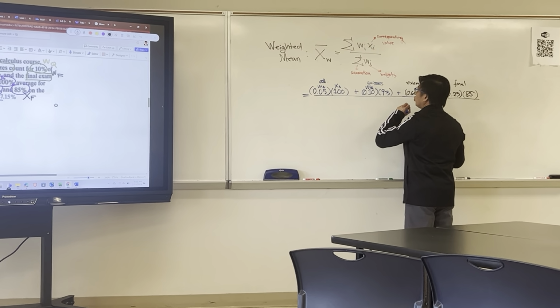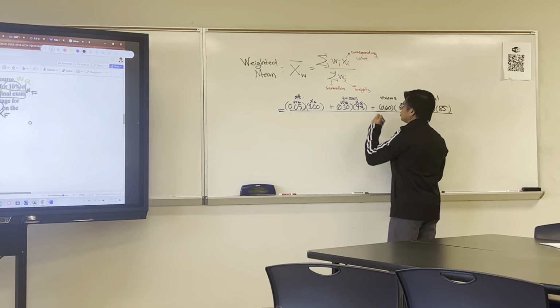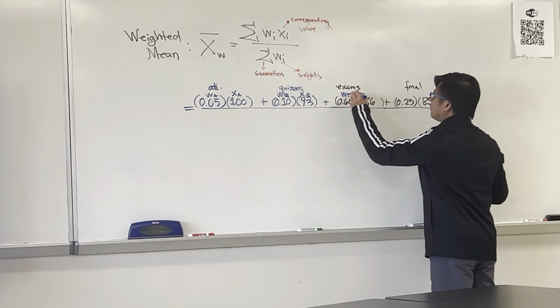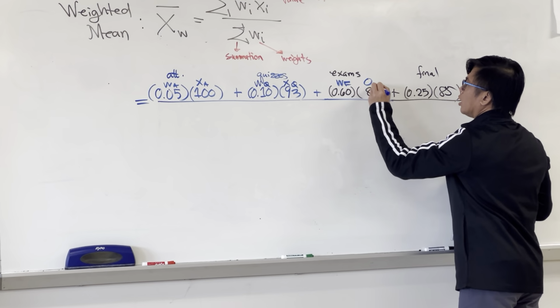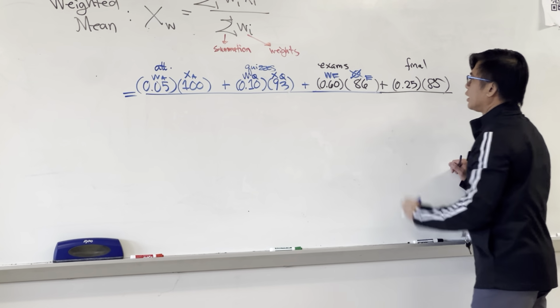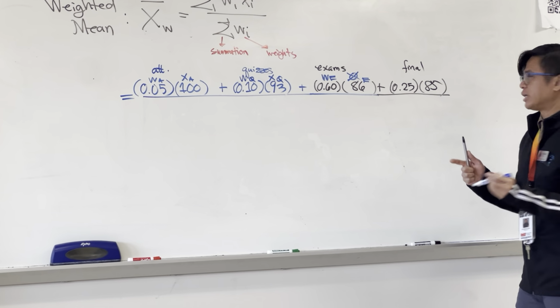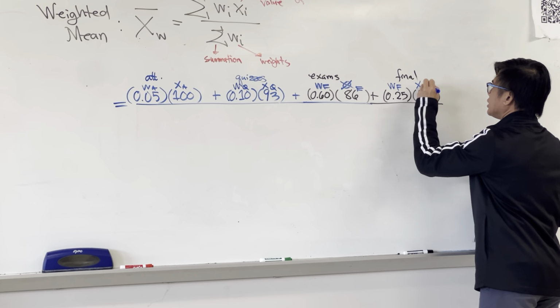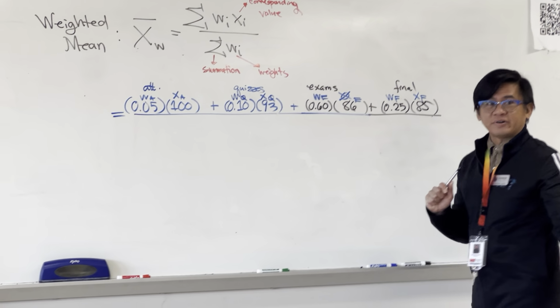So this is WQ, weight of quiz. XQ, the score of the quizzes, right? Exam, let's call it the weight of exam. Value, right, of the exam. The average of all the exams, right? Finals, right? We call it WF and we call it XF, right? The grade of the final exam, right?